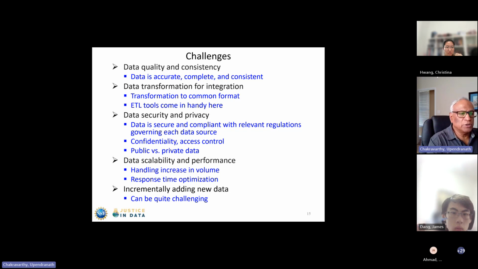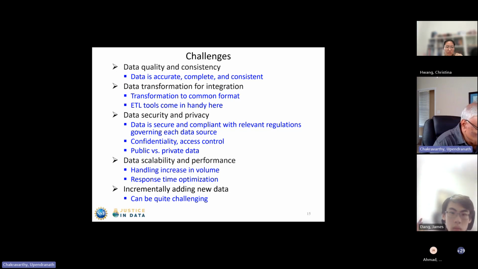In one of the modules, you will look at licensing, for example, whether the data source that you're accessing has the appropriate licensing, and what kind of licensing you use also becomes important. And of course, whether it's public data versus private data. Confidentiality and access control are also important.